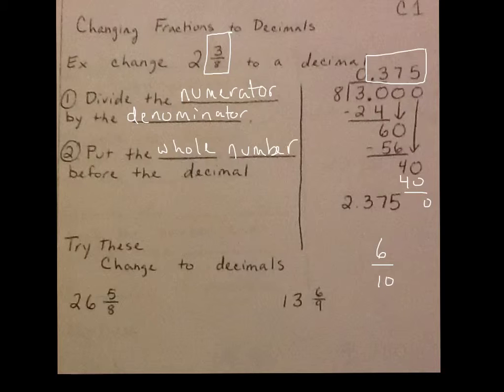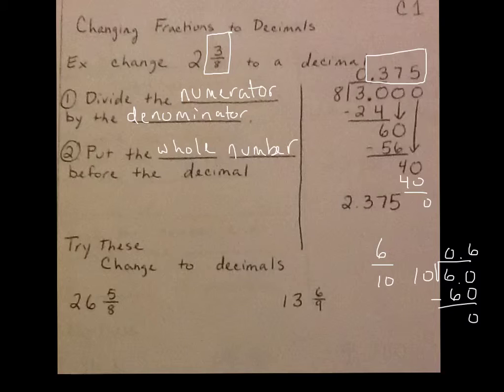You would have to divide, so we would put the 6 on the inside and the 10 on the outside. Now the 10 can't go into 6, so we have to add a decimal and add a 0. So we put our 0 there, we bring our decimal up. 10 goes into 60 6 times, and that's 60. We have no remainder, so there you go, 0.6. It's just that simple. To change a fraction to a decimal, you put the numerator on the inside, and the denominator on the outside, and then you divide, and add a decimal afterwards.